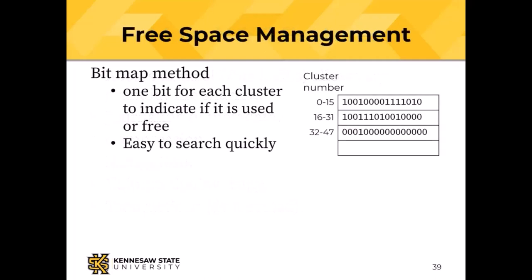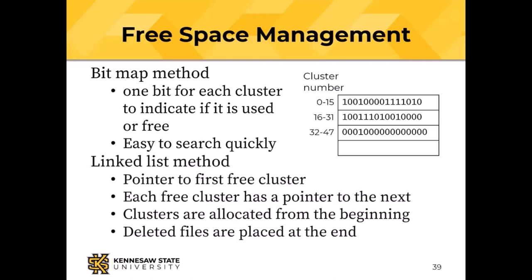Free space management, this is how you manage the space that is not in use for files. The bitmap method has one bit for each cluster. Remember, the cluster is the number of disk blocks that is one file allocation unit. And the bit's a one if the cluster is used, it's a zero if it's free. I can search through it quickly and find some number of contiguous free clusters if that many exist.